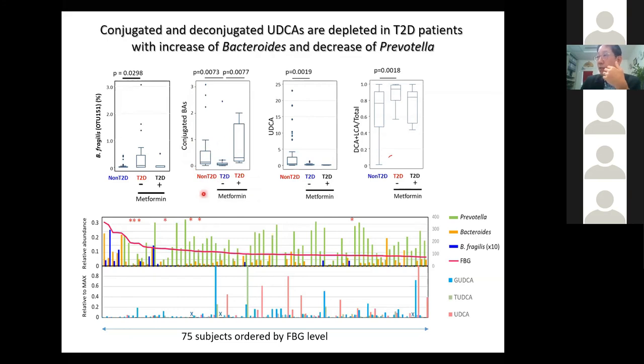So this is the distribution of the conjugated bile acid level among non-T2D subjects here. And here are T2D subjects. So you can see the conjugated bile acid level of the T2D patients of Indonesian is very low, okay, as shown here. And this is also the actual data. So these are unconjugated bile acids, and these are very poor compared to the rest of the subjects.